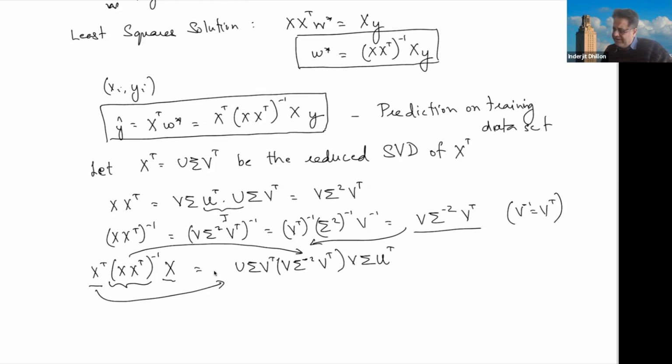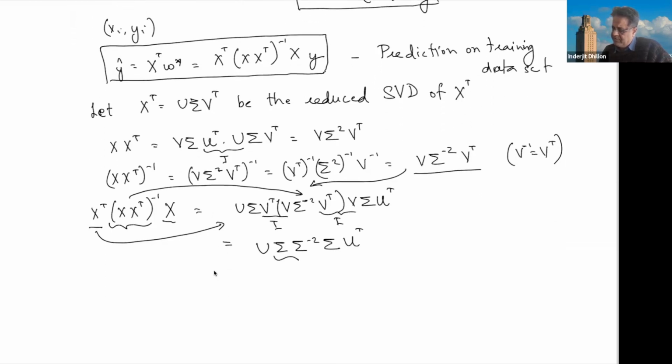Okay, so it looks a little tedious, but look at what happens. V transpose V is the identity. V transpose V is the identity. So I get U sigma minus 2 sigma U transpose. This is the identity because sigma is a diagonal matrix. So sigma times sigma minus 2 times sigma is identity. And look at that, it becomes U transpose.